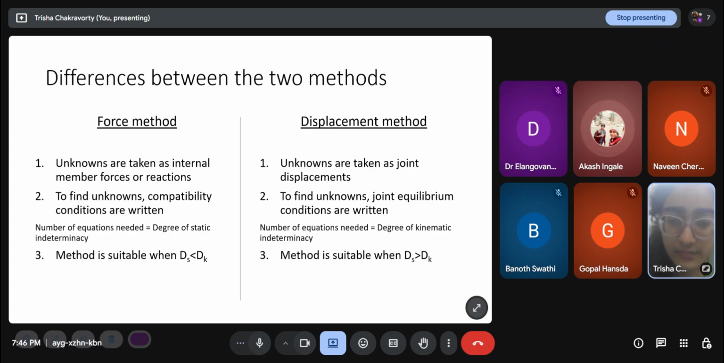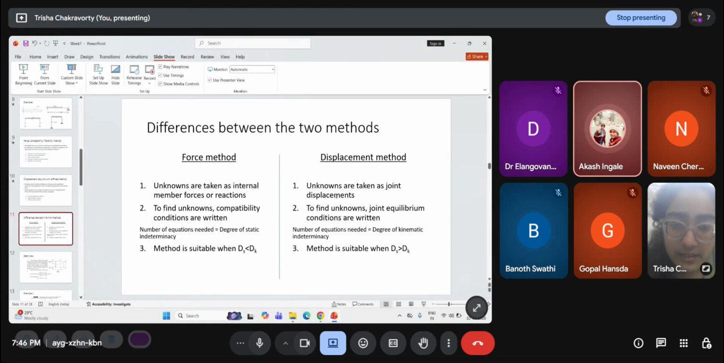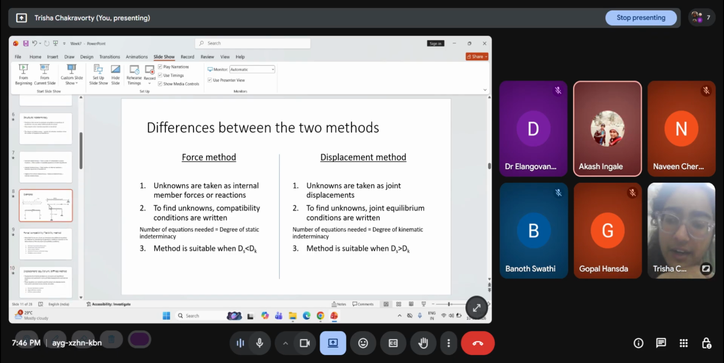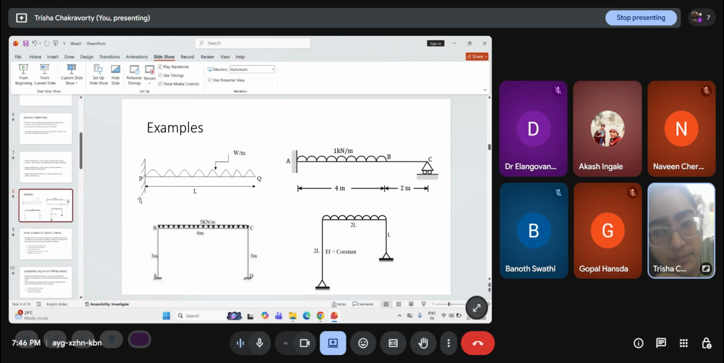Ma'am, static determinacy and indeterminacies in the slide now. Whatever we have done so far is static indeterminacy. Static indeterminacy is the number of reactions minus the number of equations of equilibrium. Kinematic indeterminacy has to do with the degrees of freedom, which we will look at in the beginning of week 10 when we go into the displacement methods.